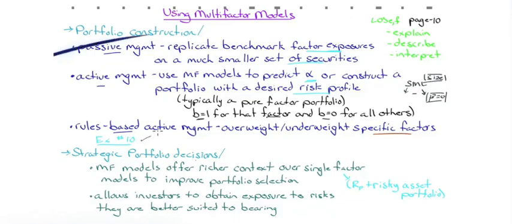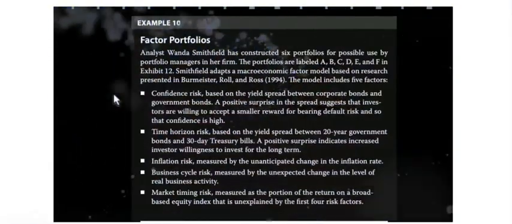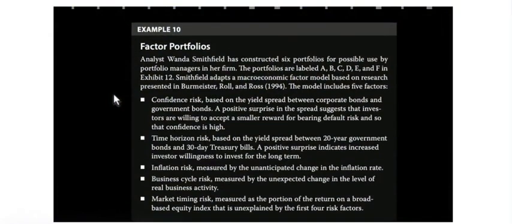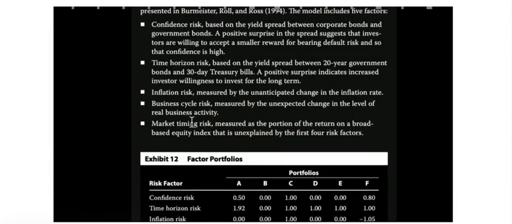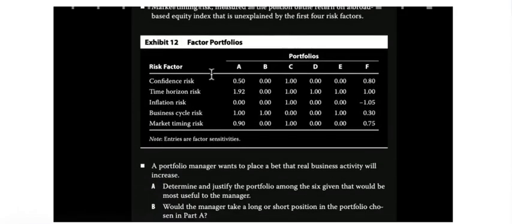We'll take a walk through example number 10 here. And this one, just like example 9, I'm not going to read every word. We're just going to get the general idea of what's going on. Analyst Wanda Smithfield has constructed 6 portfolios for possible use by portfolio managers in her firm. The portfolios are labeled A, B, C, D, E, and F in Exhibit 12. These are different factors that she's modeling in them, but we'll just go right to the description here. So risk factor, confidence, time horizon, inflation, business cycle, market timing, and here are our portfolios, and here are the factor exposures that we've achieved.